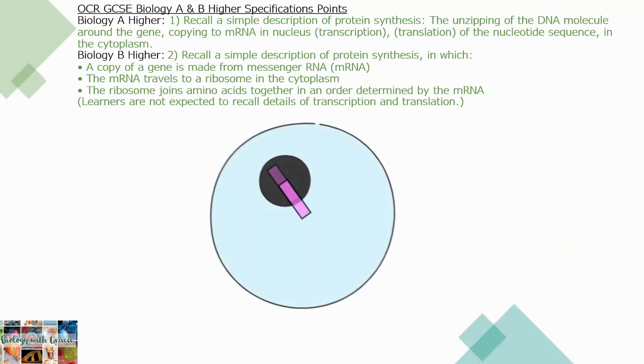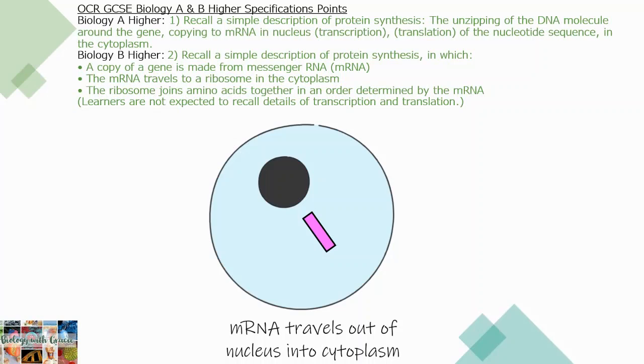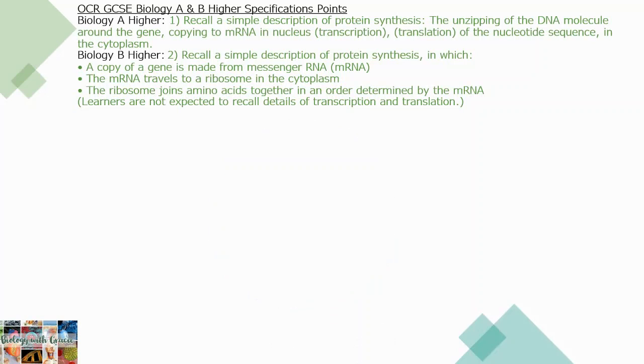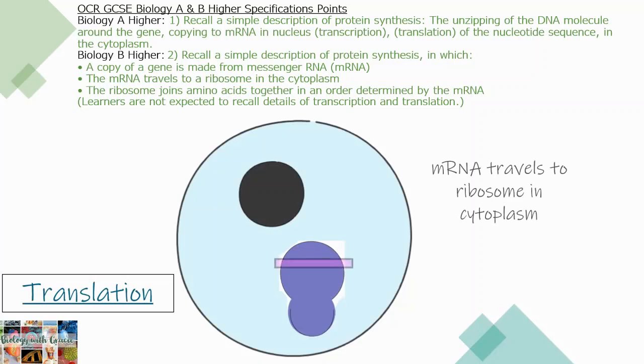Once the mRNA strand is formed, it actually moves out of the nucleus into the cytoplasm, ready for the next stage of protein synthesis, which is translation. So translation begins with the mRNA travelling to a ribosome in the cytoplasm.